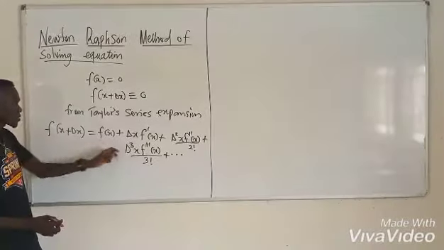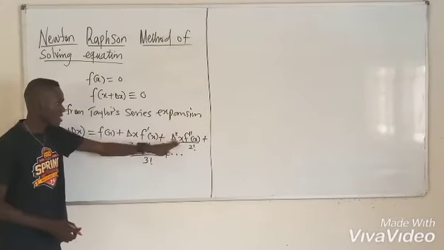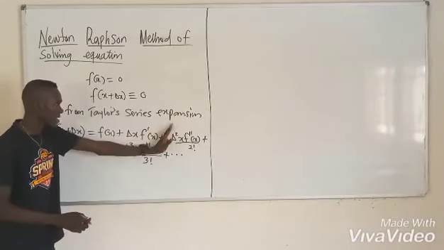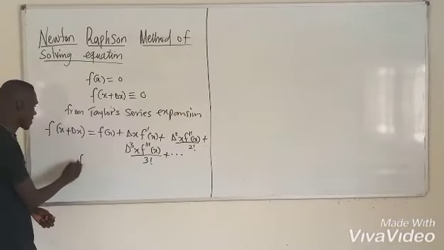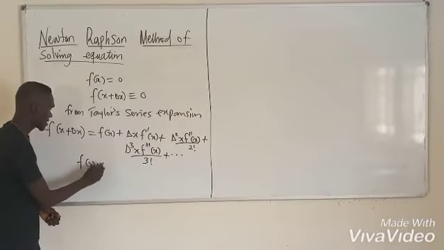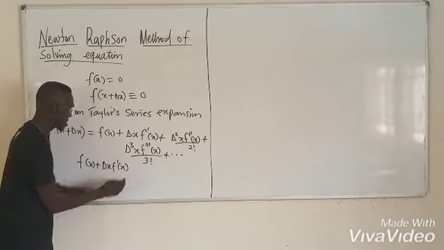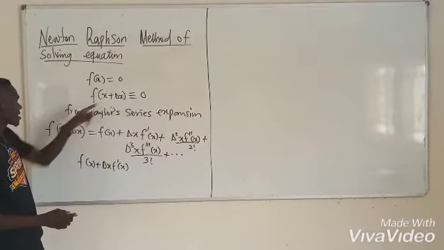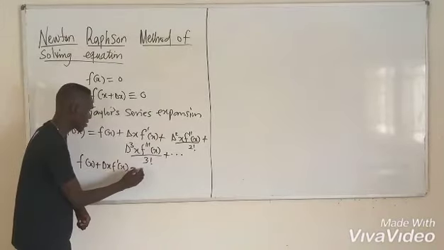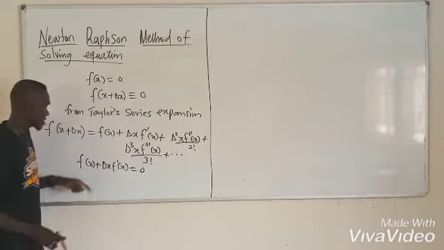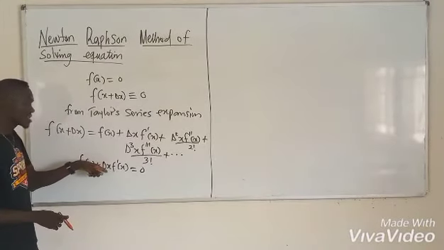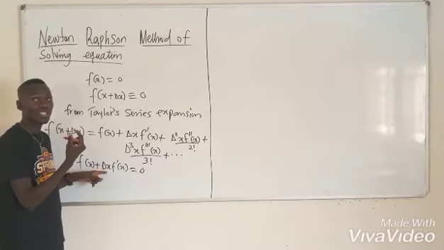So from here now we have to neglect the higher powers of the change and the derivative. So we are neglecting from here. I'm going to have f of x plus delta x f prime of x. I will let it be equal to 0 because we said it in the first place. So this is equal to 0. I'm trying to get the change in x. I want to see the value of the change in x.